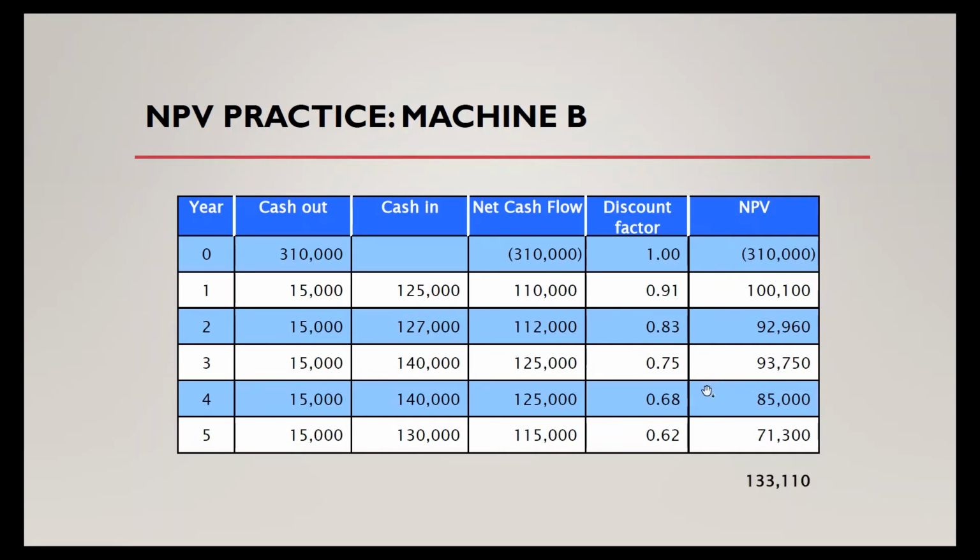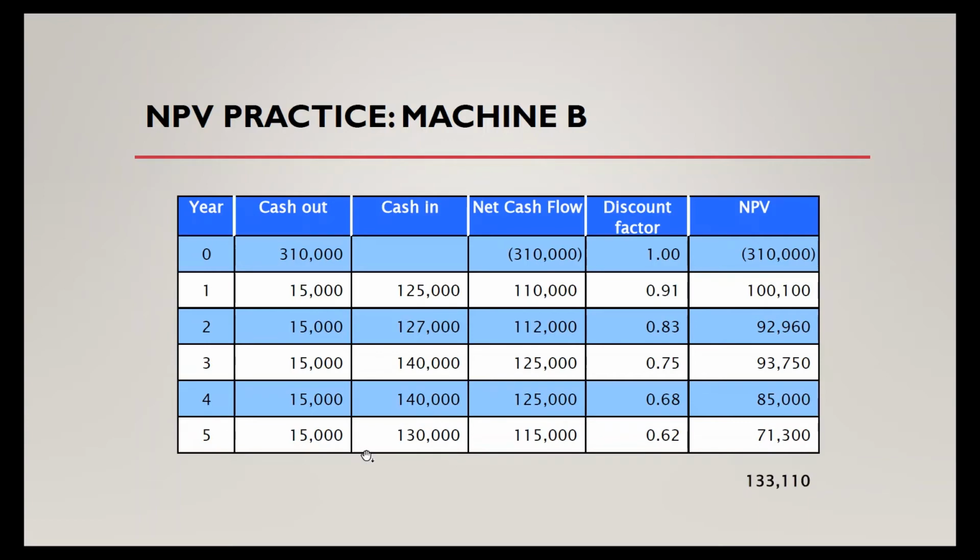Similarly, for year 4, we take the discount factor from year 3 divided by 1.1, then this will give us a 0.68 discount factor. We multiply the 0.68 discount factor by the net cash flow of £125,000, then this will give us a present value of £85,000.